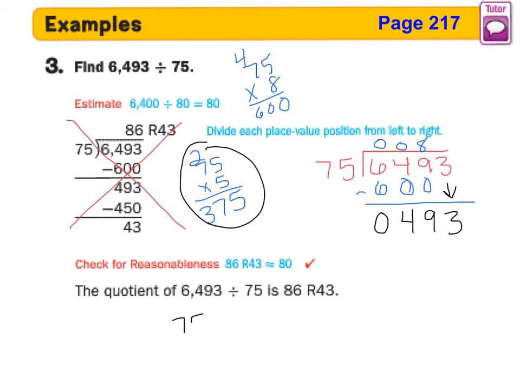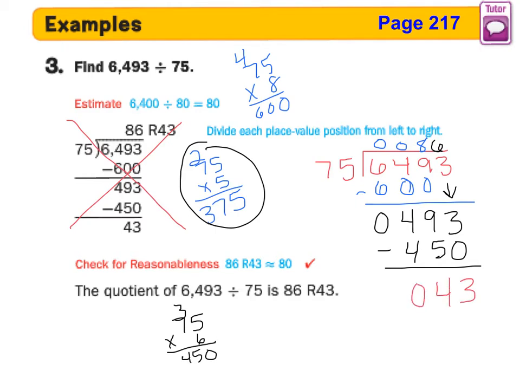So I'm going to go 75 times 6. 5 times 6 is 30, carry the 3, and 7 times 6 is 42, 45, 450. Ooh, that's a lot closer. So I'm going to choose that one. I'm going to multiply 75 by 6. So again, my answer was 450. And when I subtract, 3 minus 0 is 3, 9 minus 5 is 4, and 4 minus 4 is 0. So 43 is less than 75. I don't have any more numbers over here to bring down, so I need to bring my remainder up.